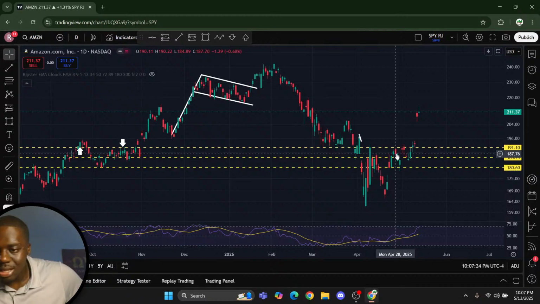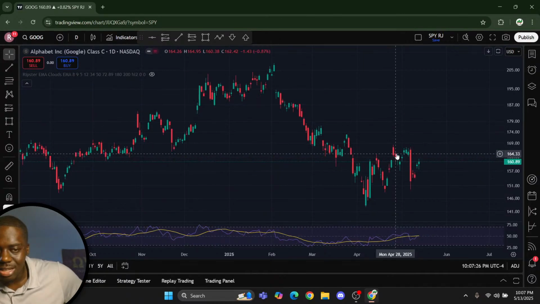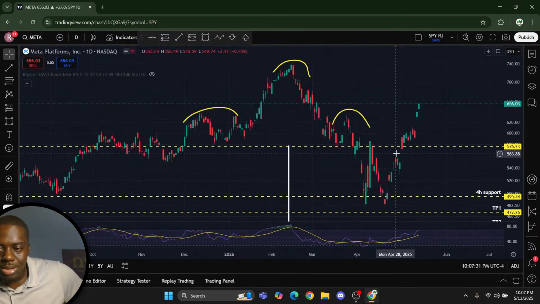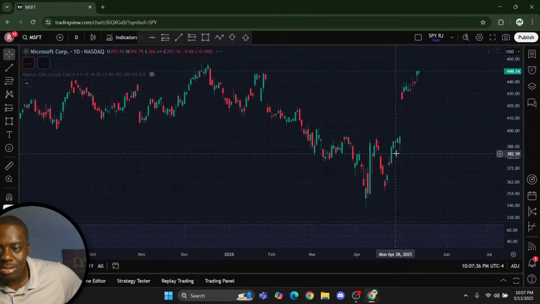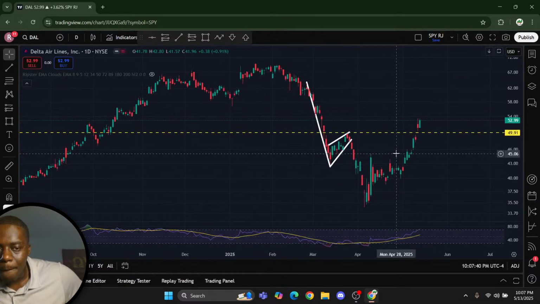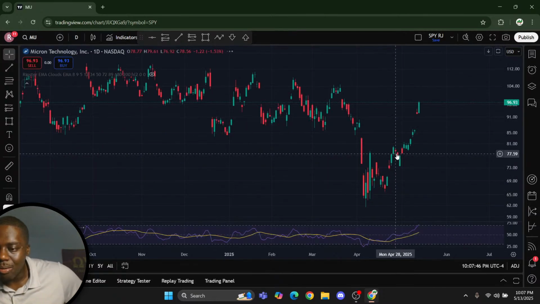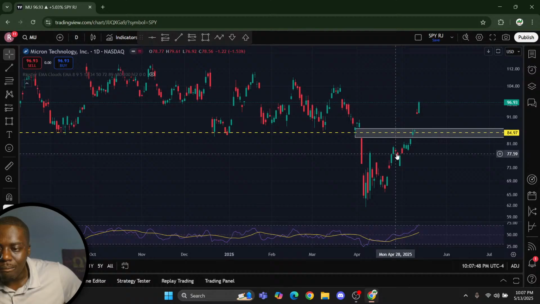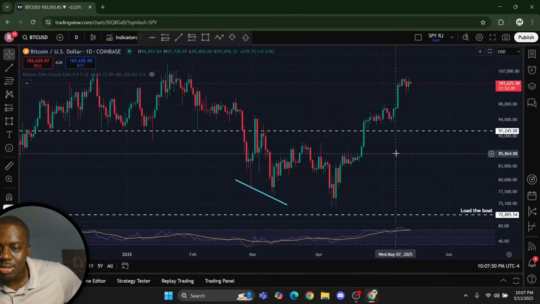Amazon, that's ugly. Google, I don't like Google. Notice I'm not looking at anything that has a bearish type of setup or doesn't have a bullish setup, right? Delta Airlines, another stock that I gave. MU going crazy.